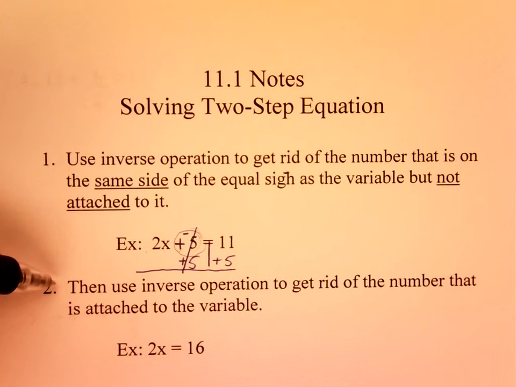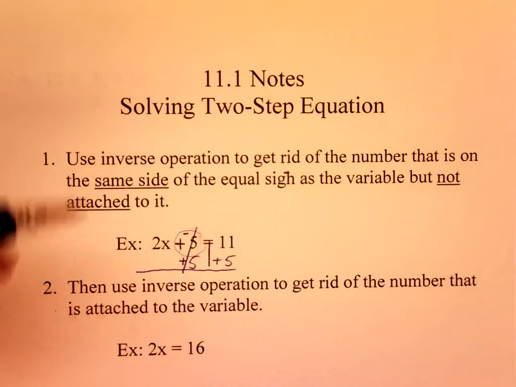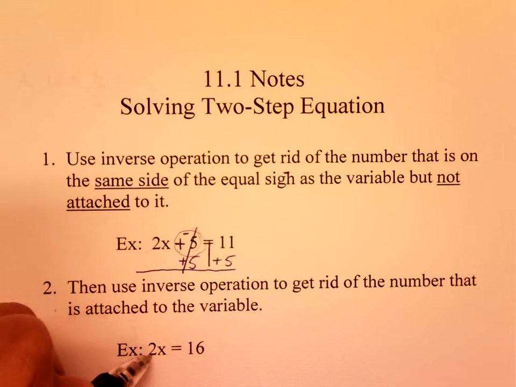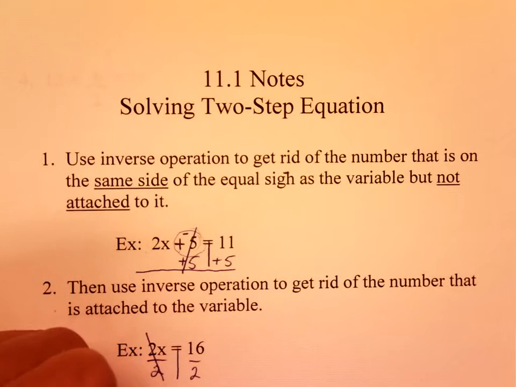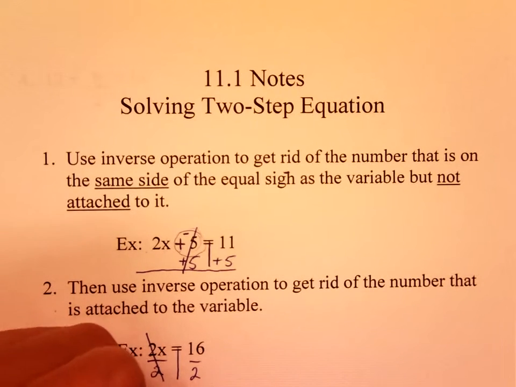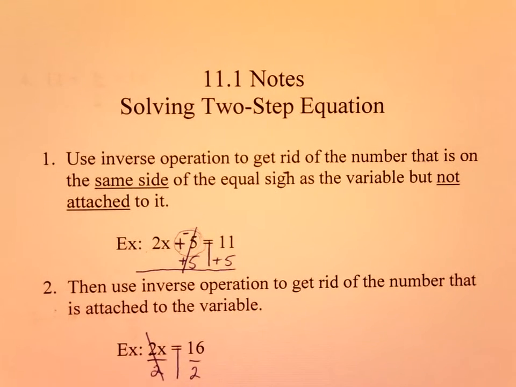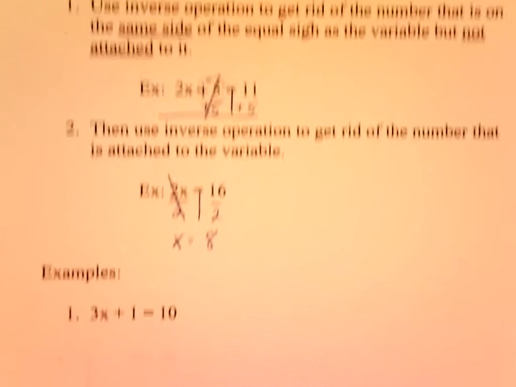Step 2 says, then use the inverse operation to get rid of the number that is attached to the variable. Well, when we're talking about inverse, the inverse or the opposite of multiplication is division. So you're going to divide by 2 on both sides. The 2's cancel out, and you're left with x is equal to 8. So let's look at number 1.